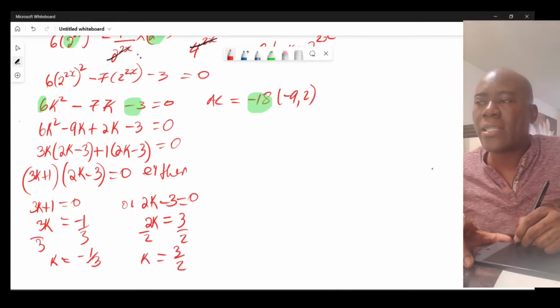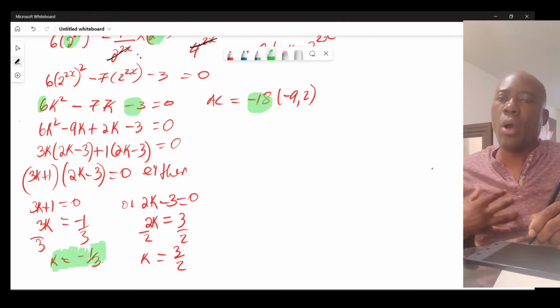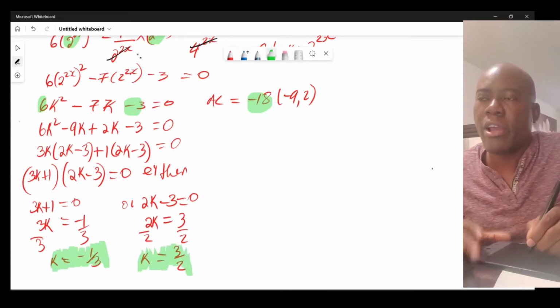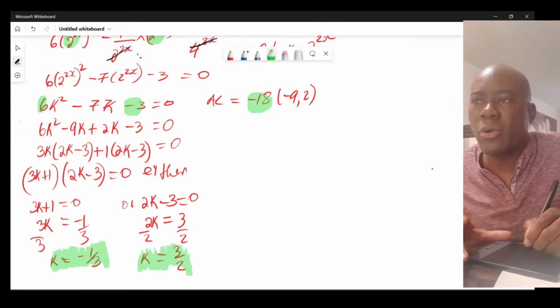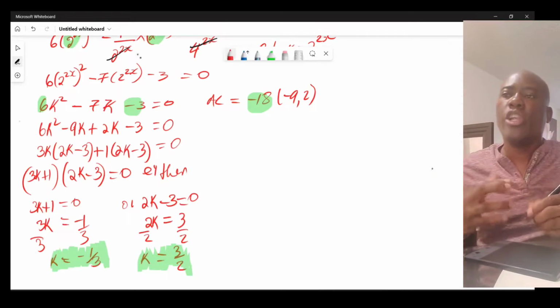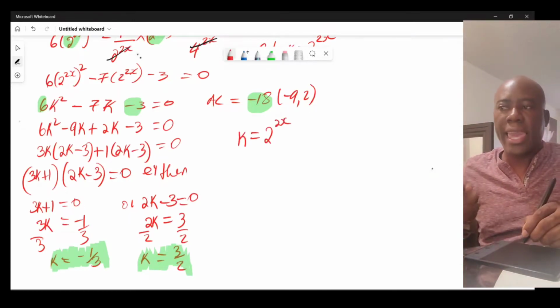Remember that the math didn't start with k, so this is not the solution, right? What we're going to have to do now is take this into consideration. Remember that we were the one that said, let k equal 2 raised to the 2x. Now I'm going to have to do back my substitution. So k is equal to that.